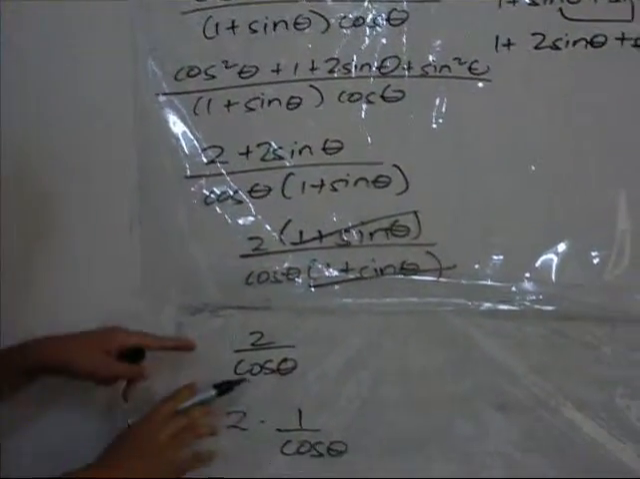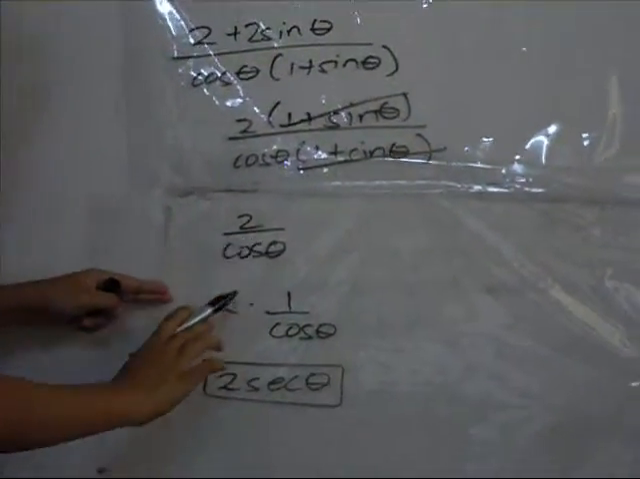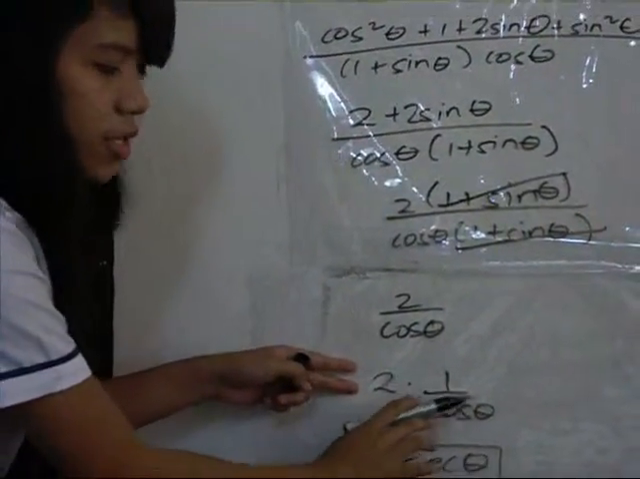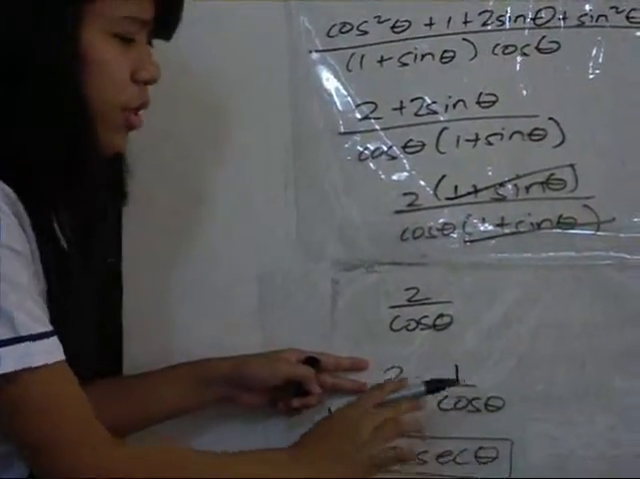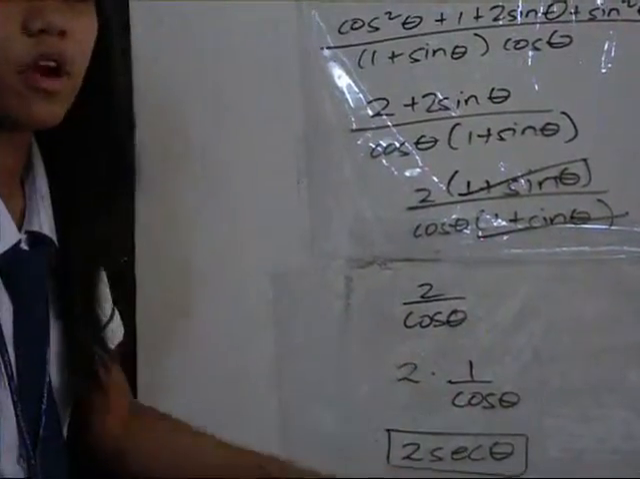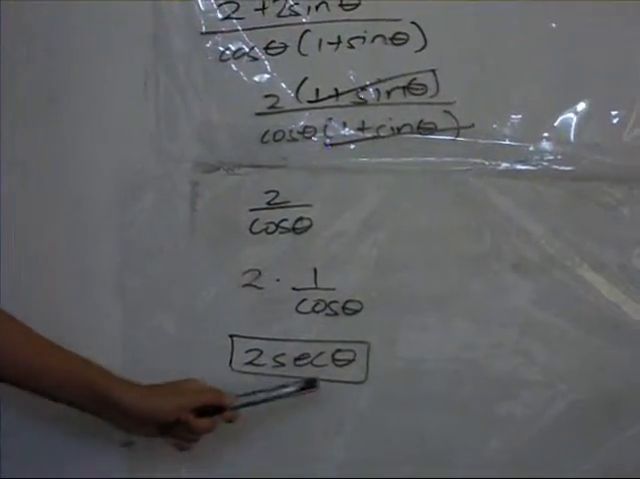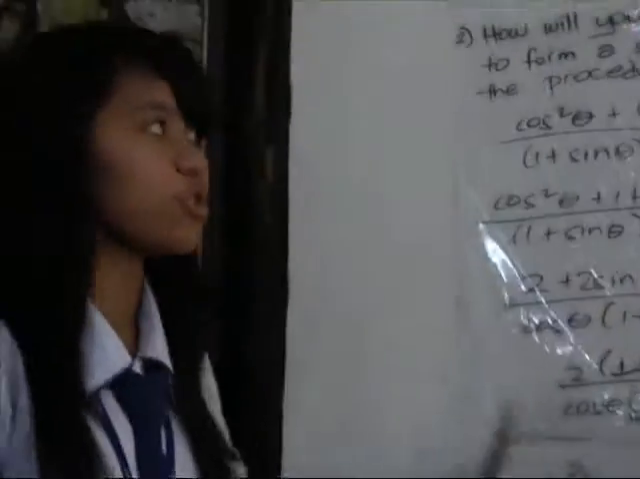And then if we separate the two terms, this will be like that, 2 times 1 over cosine theta. And if we look in the reciprocal identities, 1 over cosine theta is equal to secant theta. So secant theta times 2 is equal to 2 secant theta. And that is the answer to that question.